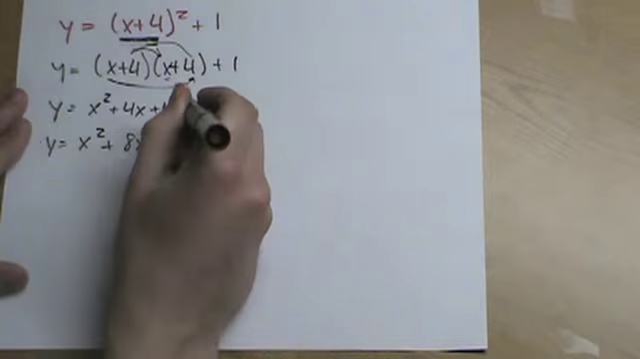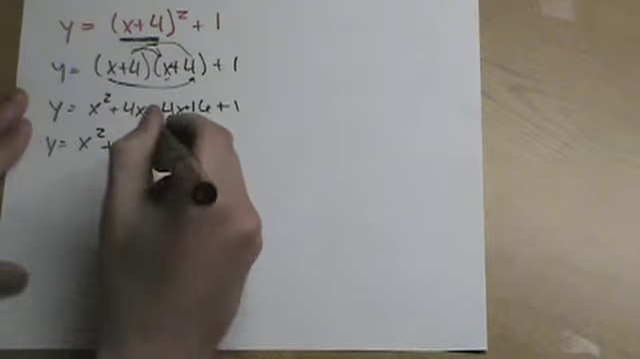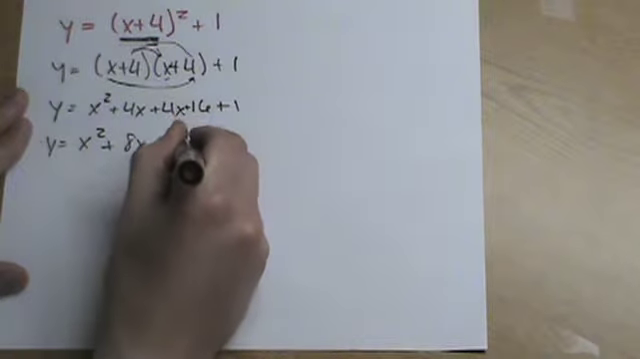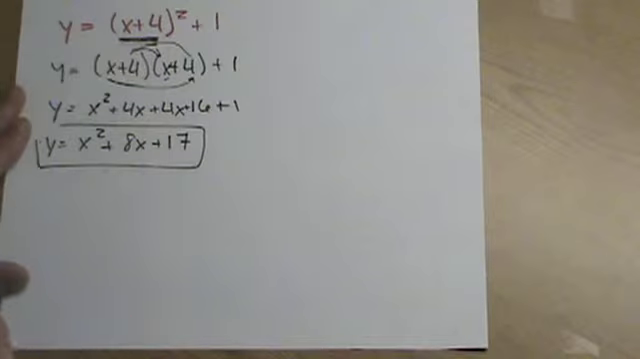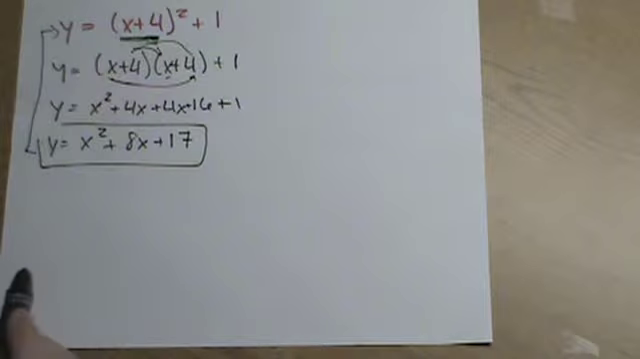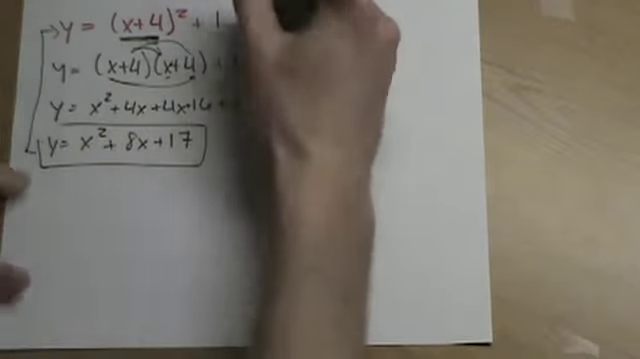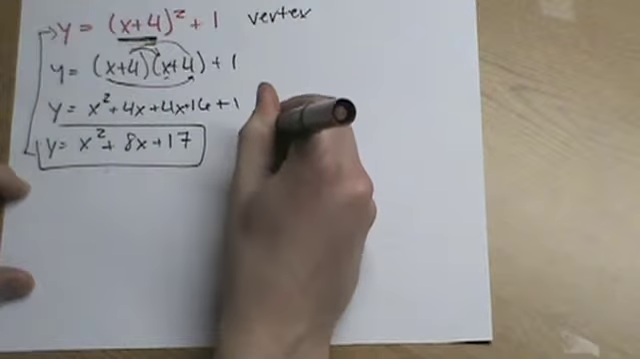And I need to have a plus 16 plus 1. So combined, 16 plus 1 is 17. So y equals x squared plus 8x plus 17 is the same as that equation right there. This is the vertex form. This is the general form.